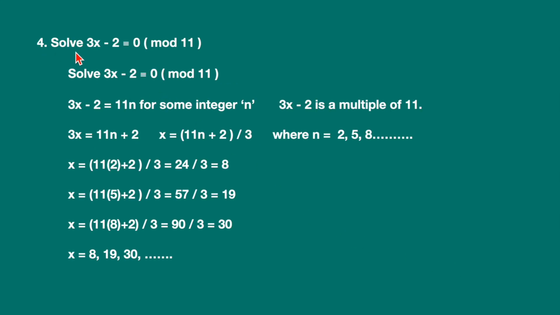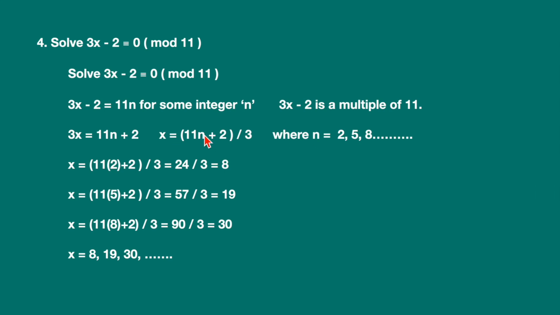Okay, next sum. Solve 3x minus 2 is equal to 0 mod 11. So here the remainder is 0 itself. So here let's write down 3x minus 2 minus 0, the same number, is equal to 11n for some integer n. Therefore 3x minus 2 is a multiple of 11. Okay, so here let's write down 3x is equal to, take the 2 on the other side, 11n plus 2, x is equal to 11n plus 2 upon 3. Okay, now here the divisibility is by 3, but let us first find out the first number.